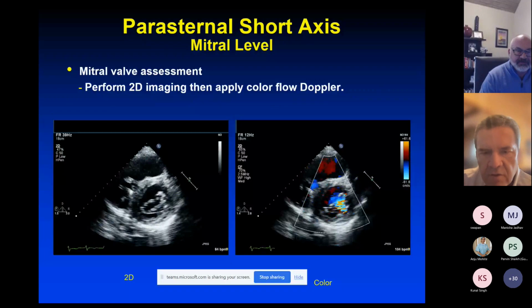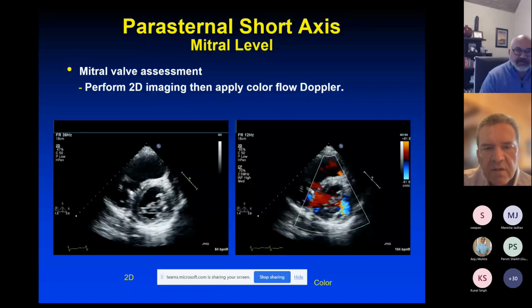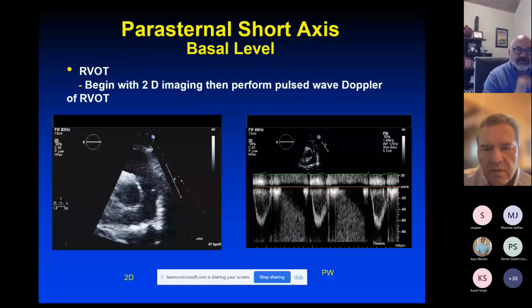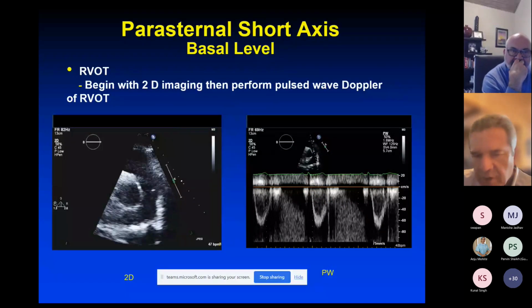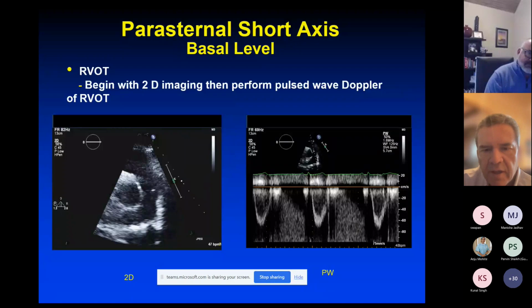Yep. And then in this particular image, you can see in the bottom right-hand corner, the heart rate is displayed from a good ECG tracing. And so that we will also know heart rate on this particular image to help us calculate cardiac output.